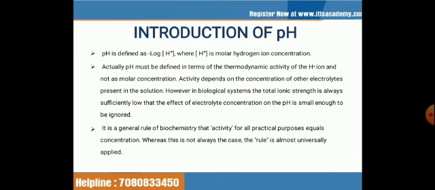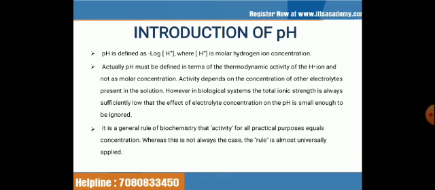Okay, before moving towards the instrument, the device pH meter, we have to understand what pH means. What does the pH of a solution refer to? Let's begin with pH defined as minus log H ion concentration, where H ion is the molar hydrogen ion concentration. Actually, pH must be defined in terms of thermodynamic activity of H ion and not as the molar concentration.